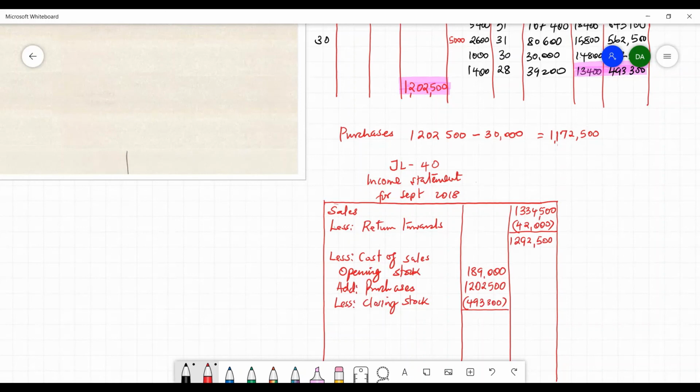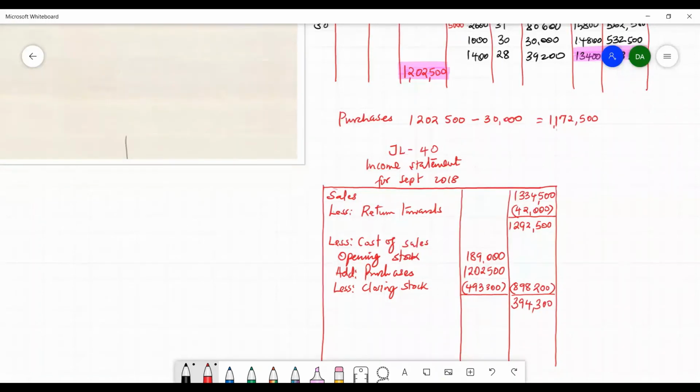We now have 189,000 plus 1,202,500 minus 493,300. And that should give us 898,200, which now is the cost of sales, which we need to subtract from 1,292,500, so that we are able to get a gross profit of 394,300.